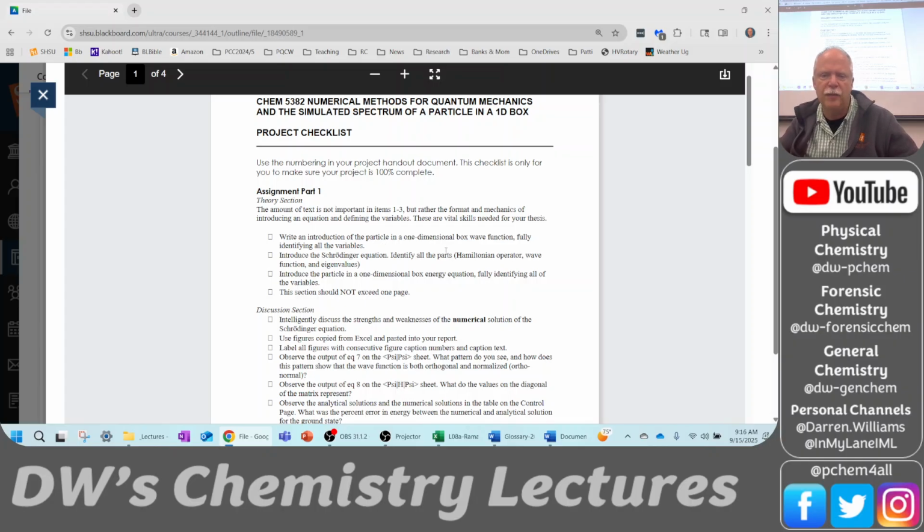That part is really the ACS format I want. It's like, this is how you introduce an equation. Here's the equation. Here's how you identify the variables. Just like you've seen in other papers. Introduce the Schrodinger equation, identifying all parts. Break out the Hamiltonian operator, like where you see the second derivative operator and all of that. So, introduce the particle in the one-dimensional box energy equation, fully identifying all the variables. So this is all just one page.